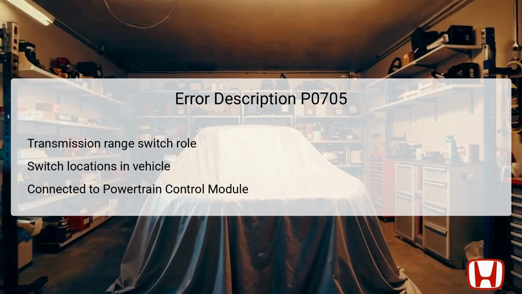The PCM is pivotal as it controls various functions of the engine and transmission based on these signals. For instance, if the switch indicates that the vehicle is in park, the PCM ensures that the engine cannot start. Thus, any issues with this switch signal can significantly impact the overall vehicular functionality and safety.